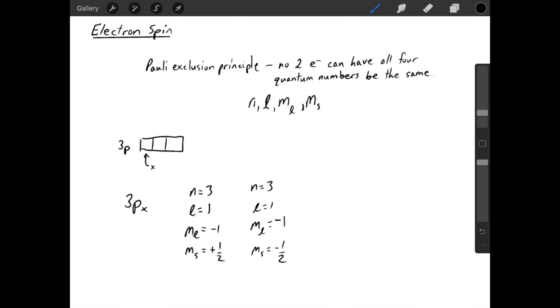Now, the nice thing is, if you look at the y and z orbitals, each of those can also hold 2 electrons, which means that the entire p subshell can hold a total of 6. And by a similar kind of process, you can work out that the d subshell can hold a total of 10 electrons, each individual orbital holding 2.